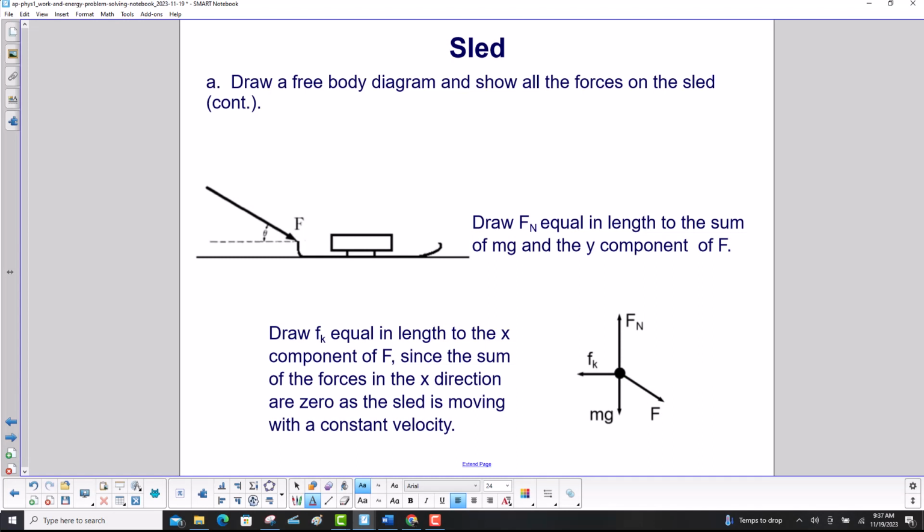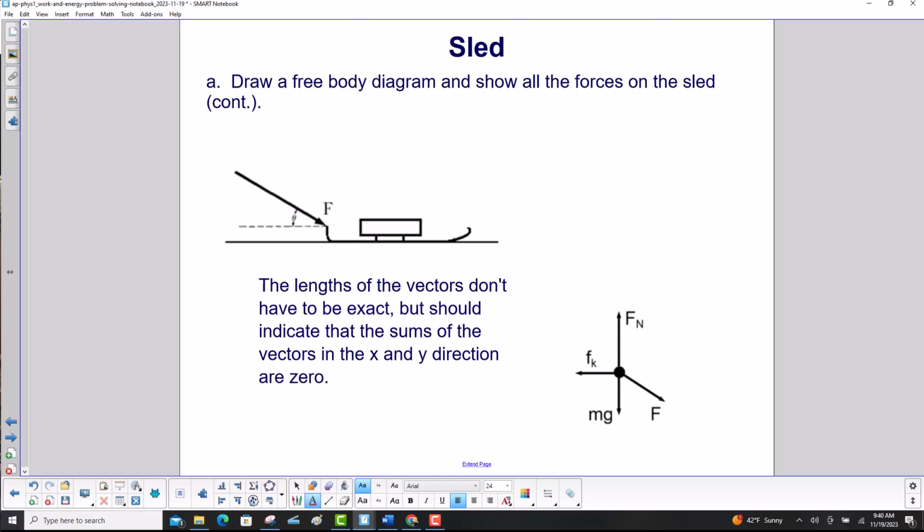Next, draw the normal force, which will be equal in length to the sum of mg and the y component of F. All right, F is going to be like this. It will have an x component and also a y component. Then draw the friction force equal in length to the x component of F, since the sum of the forces in the x direction is 0, as the sled is moving with a constant velocity. The lengths of the vectors don't have to be exact, but should indicate that the sums of the vectors in the x and the y direction are 0.